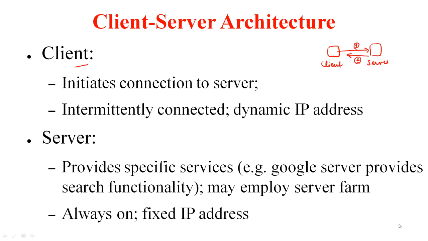For example, the Google server provides search functionality. The Amazon server lets you buy stuff from the Amazon website. Often, these servers employ a server farm. You think you're contacting one specific server based on one IP address, but it could be directed to any of the servers in the server farm. And these servers, since they are providing a service, are always on and their IP addresses don't change that often. We can consider them almost fixed.